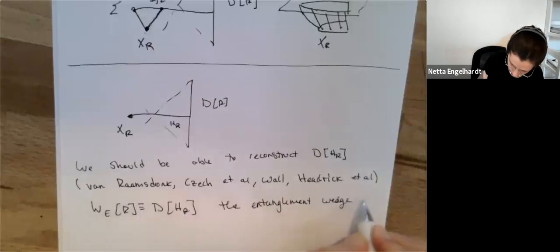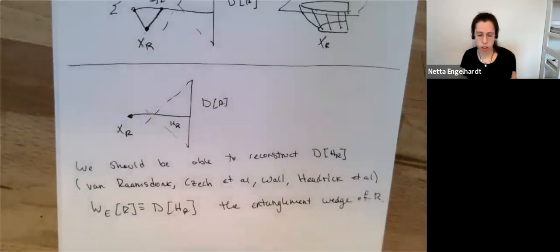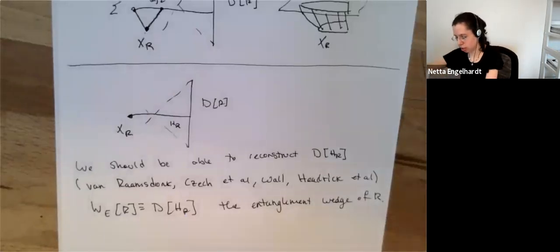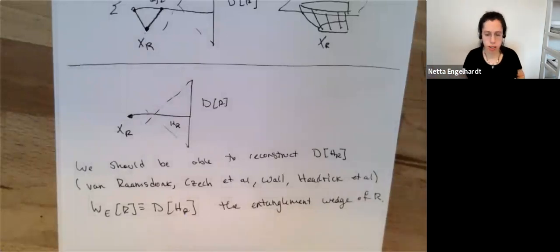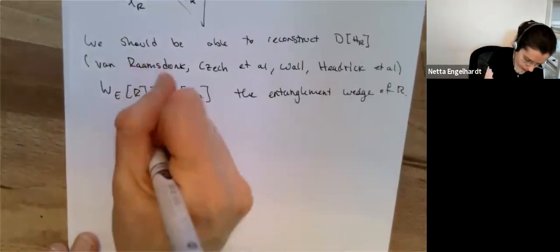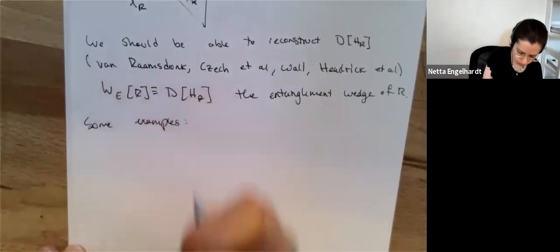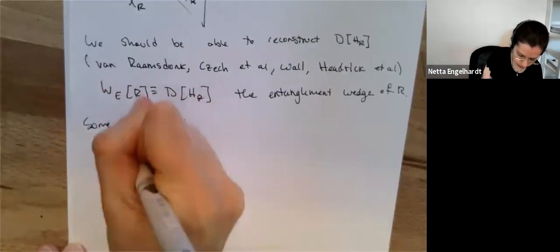Of R. So the conjecture is that we can reconstruct everything in the entanglement wedge. Some examples of the entanglement wedge. Well, we have some examples. So if we have two intervals.